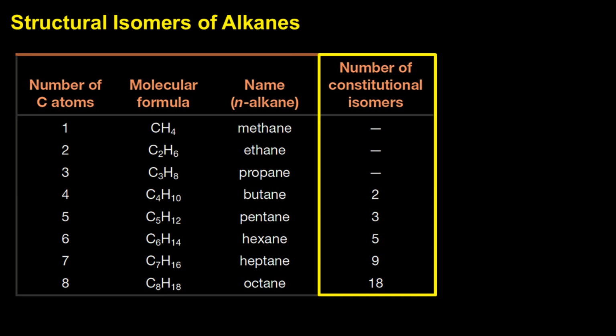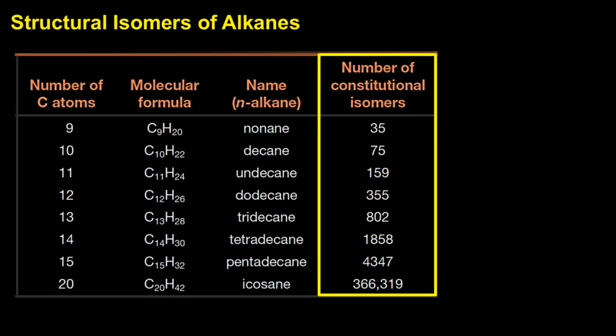Let's take a look at some alkanes, starting from methane and going up to octane. Methane, ethane, and propane each have only one possible structure, so they don't have any isomers. But once we get to butane, things start to change. Now we see 2 structural isomers. Pentane has 3, and hexane has 5, and from there, the number just keeps growing. So what happens when the carbon chain gets even longer? Let's take a closer look.